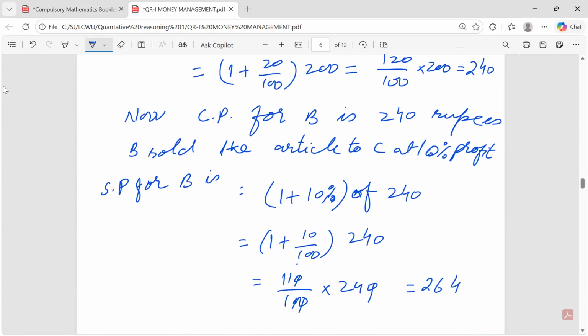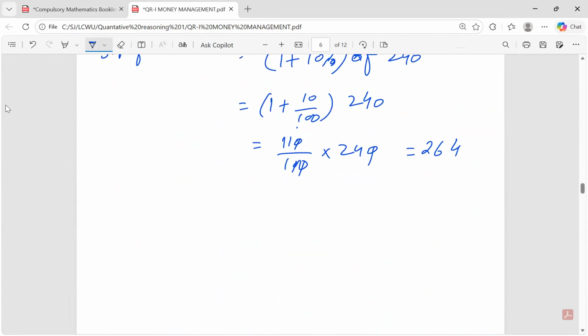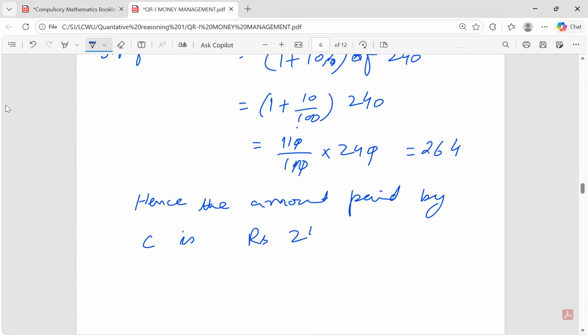So we need to find the price. Hence the amount paid by C is 264 rupees. That's the answer. Okay, I hope that this is clear to you.